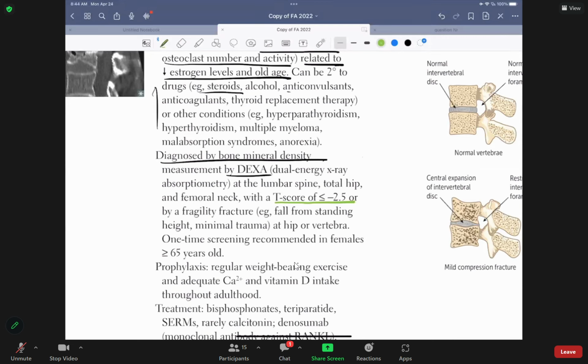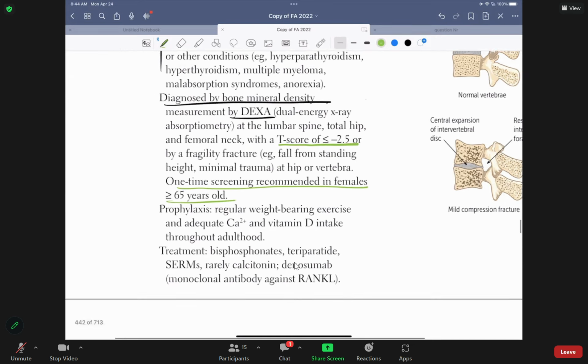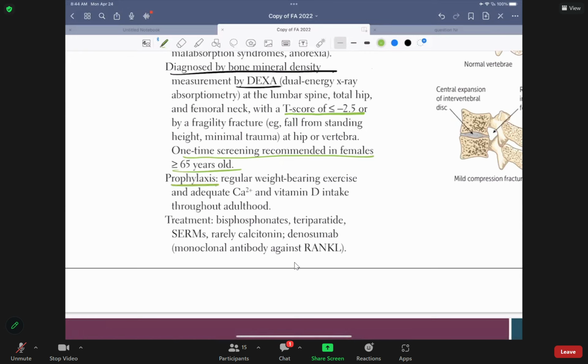Now, one-time screening is recommended in females more than 65 years old, because that's where the estrogen comes into play. That's very important, folks, okay? Now, how do you prevent these things? Prophylaxis: regular weight-bearing exercise. See, when people have osteoporosis, we tell them to do weightlifting, not cardio, weightlifting. What does weightlifting do? It develops their muscles. Muscles will protect their bone. Does that make sense, folks?